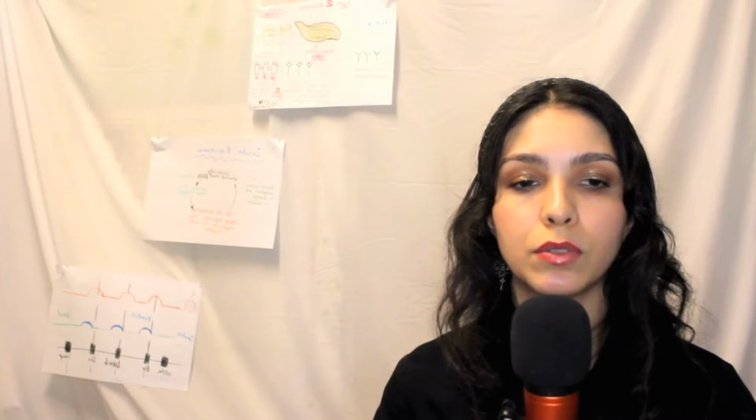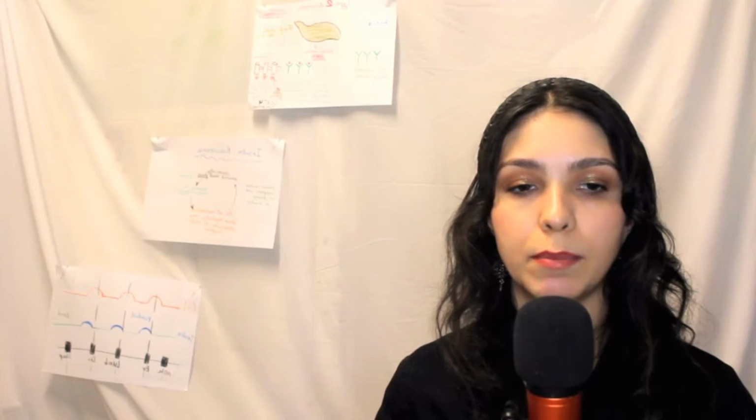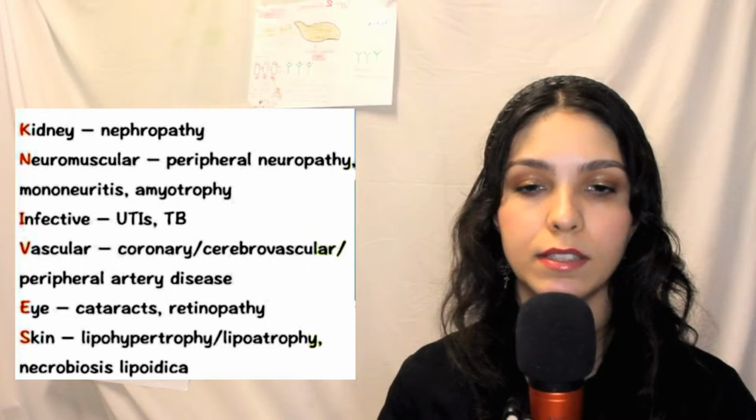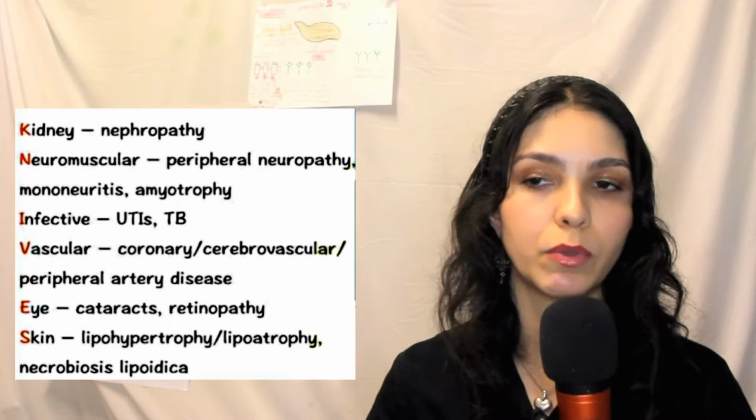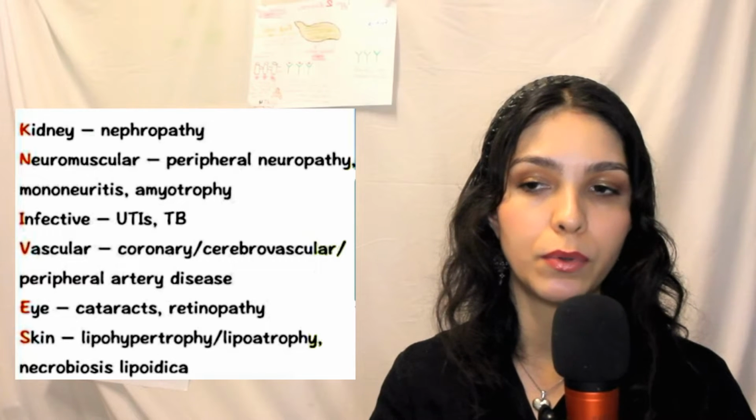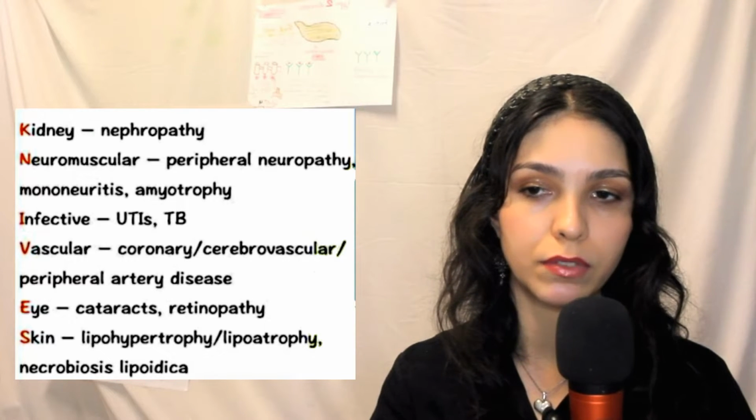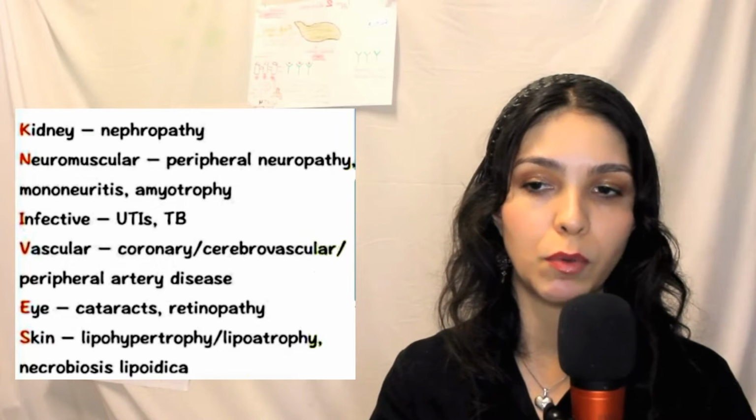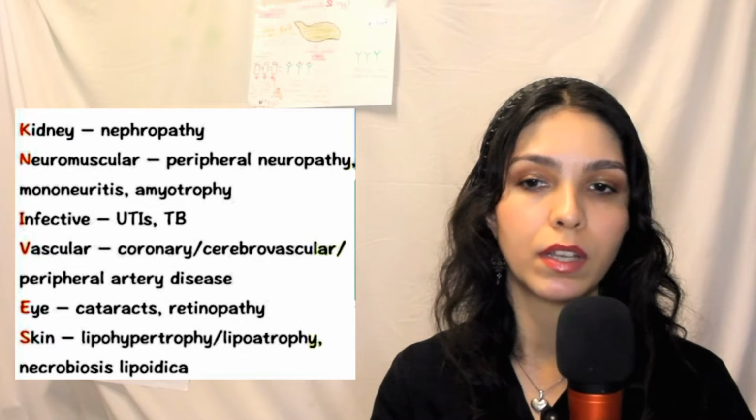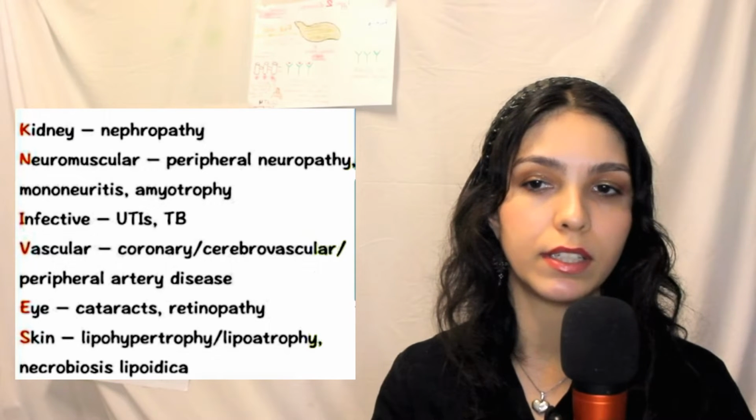To remember what organs and problems are affected by diabetes, there is a mnemonic: KNIVES: kidney, nerves, infections, vessels, eyes and skin. Kidney, it's diabetic nephropathy. Nerves, it's sensorimotor neuropathy and autonomic nerve damage. And also vessels, so it could be coronary heart disease and cerebrovascular disease.